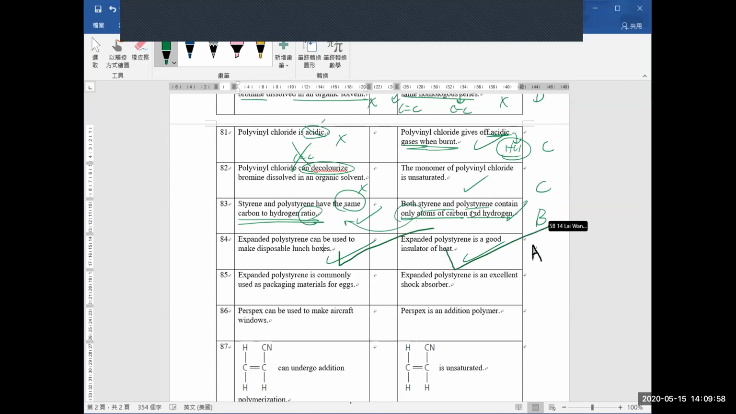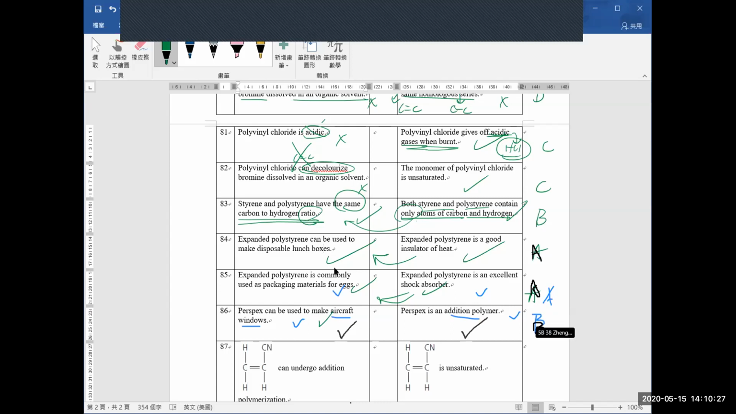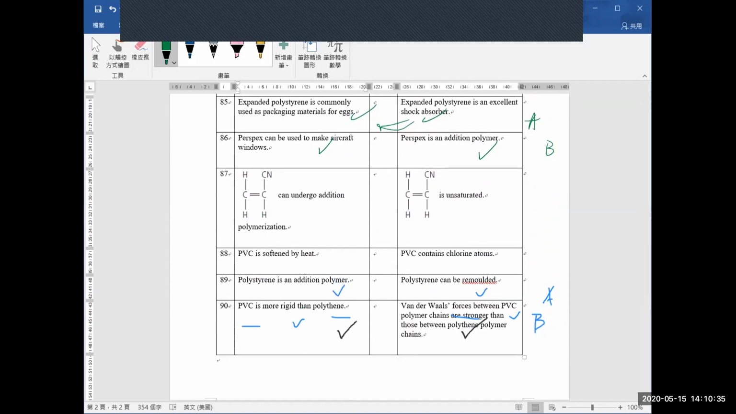A. Correct, can explain. And 85. Oh, A. Yes, that's right. Can explain. 86. Perspex can be used to make aircraft windows. Yes, Perspex is an addition polymer, right? No need to be worried, but it's B. Cannot explain. 87. Four more questions to go.